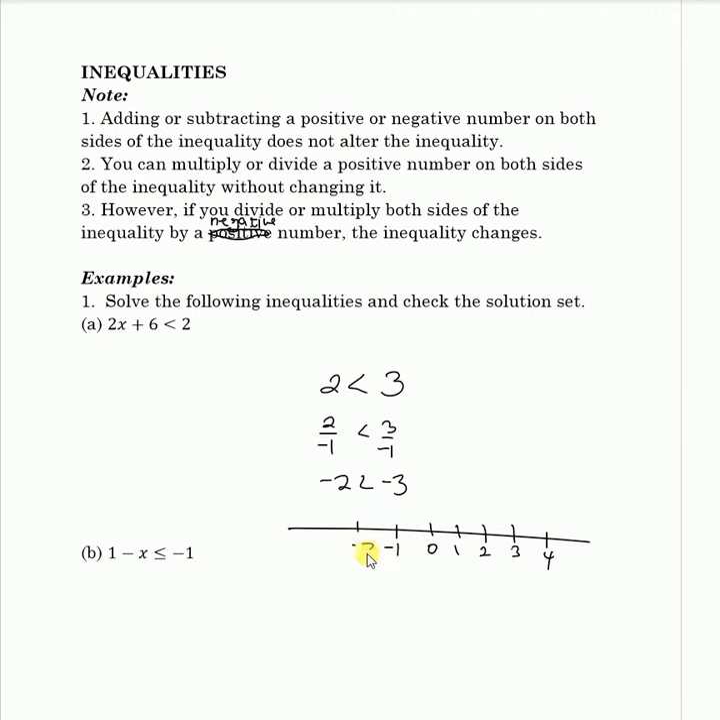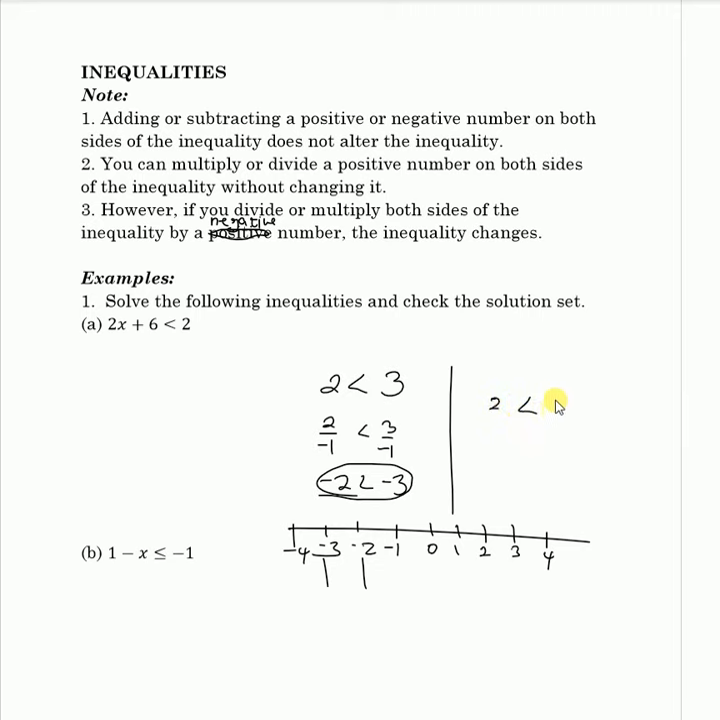So this is negative 1, negative 2, negative 3, negative 4. You see that negative 3 is here, negative 2 is there. So negative 2 is greater than that, because the greater values are on the right. You cannot have negative 2 on the right of negative 3 and say that negative 3 is greater than negative 2. So this one is now not correct. That one is not correct. It would be correct if we did this.